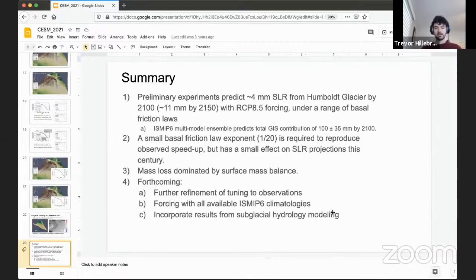We found that a very small exponent on the basal friction law is required to reproduce the observed speed up, but that choice of exponent actually has a relatively small effect on sea level rise projections this century, and that sea level rise and mass loss are really dominated by surface mass balance. And in the future, we're currently working on refining the tuning of our calving melt parameterizations to better match the observed retreat. We want to force this with all the available model output from ISMIP6, and we want to incorporate this effective pressure term from subglacial hydrology modeling. So thanks.